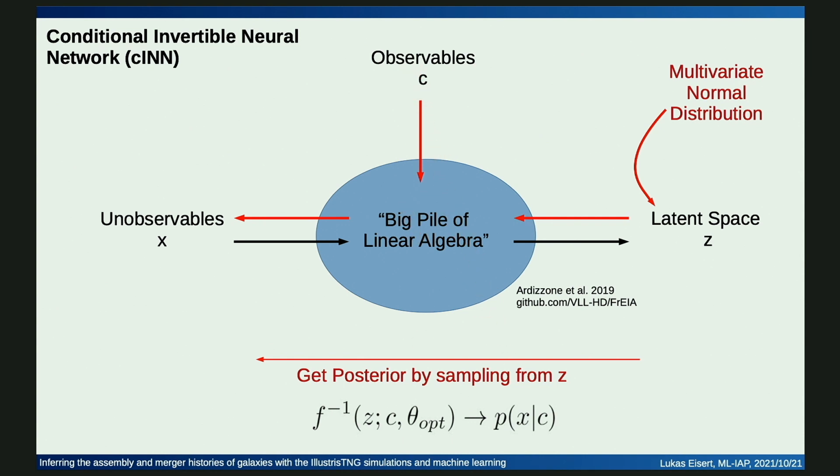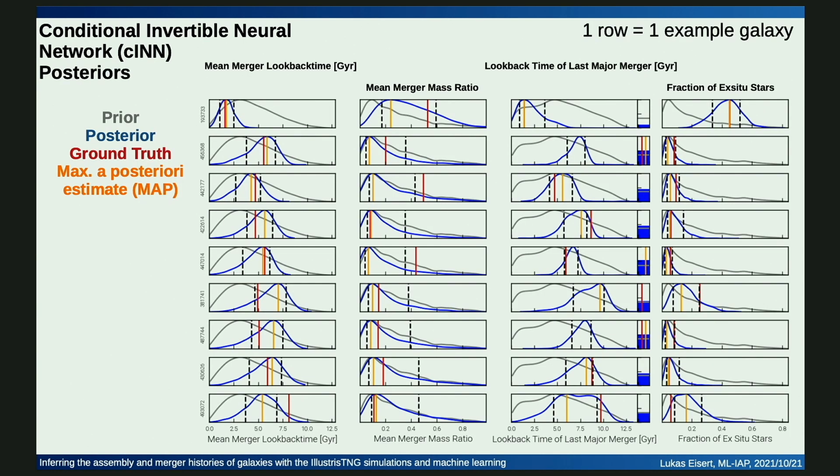Another important thing maybe to mention is that this architecture consists of non-invertible subnetworks. So at the moment I'm using multilayer perceptrons, but you could also use convolutional neural networks to make this work for images, for example.